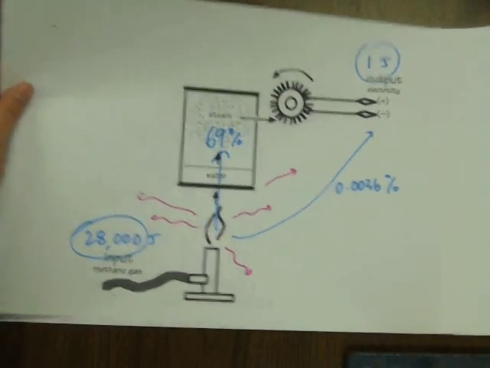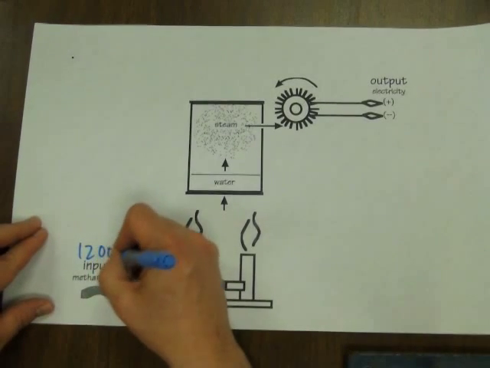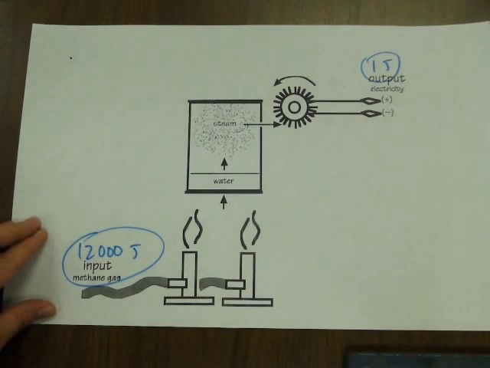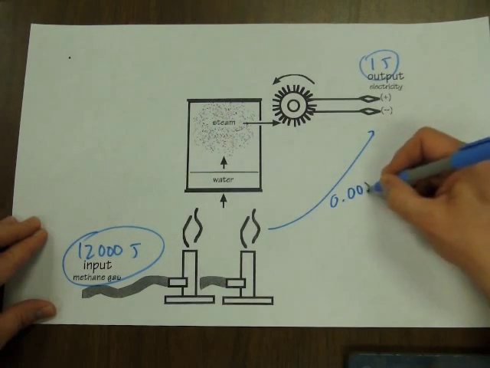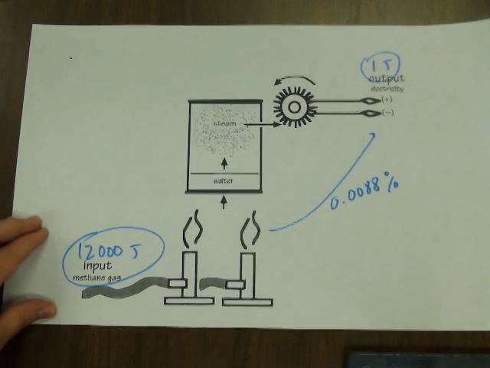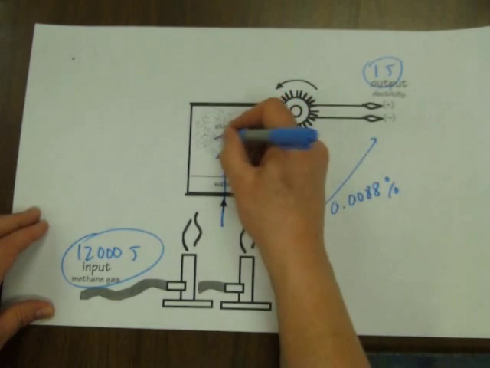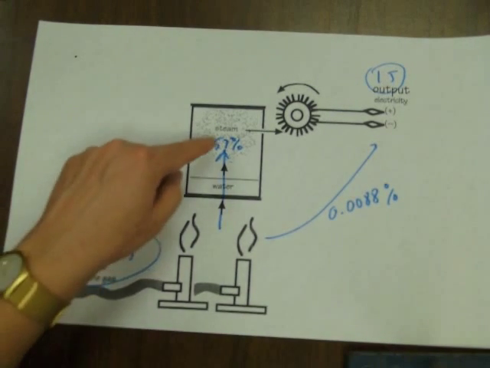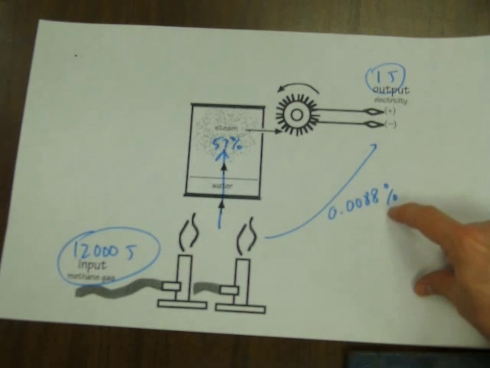Now when there were two Bunsen burners, it's a little different. For every 12,000 joules of energy input, we get 1 joule of electrical output for an efficiency of 0.0088%. More efficient, but still not very efficient at all. And with two Bunsen burners, how much of the energy actually went in to get this thing started? 57% of the energy went in to get it started, the startup cost. So less efficient startup cost, but more efficient conversion of energy into electricity once it gets started.